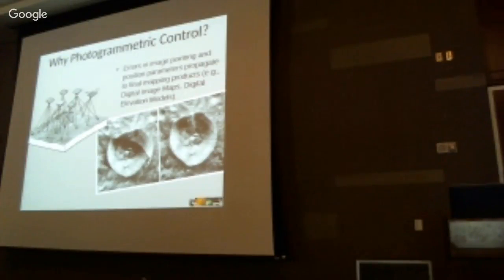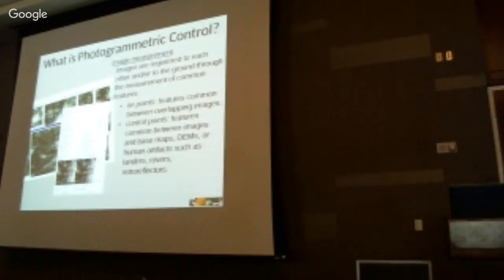SPICE is never perfect, ever, and errors in SPICE will propagate through the photogrammetric control process to the final products, and you might get something not quite as desirable as you would like, like the messy mosaic on the left there. So the process, in effect, is to refine the SPICE, to make the SPICE somehow better.